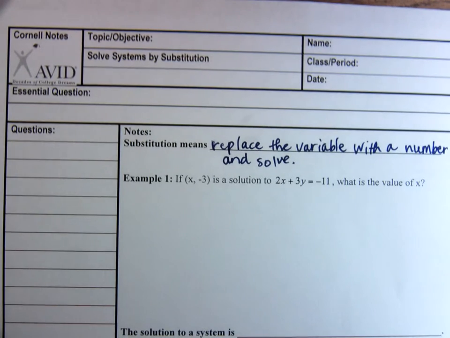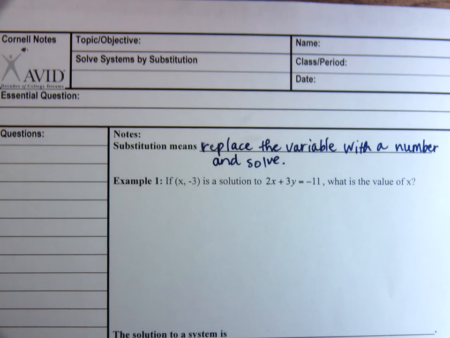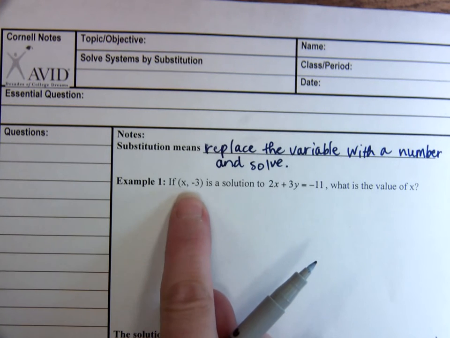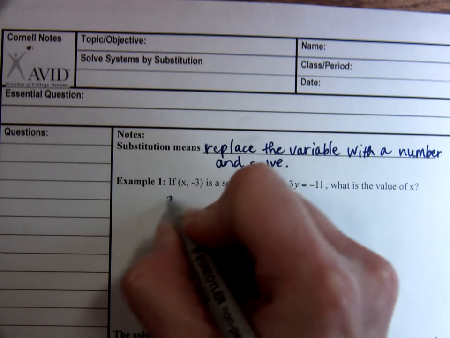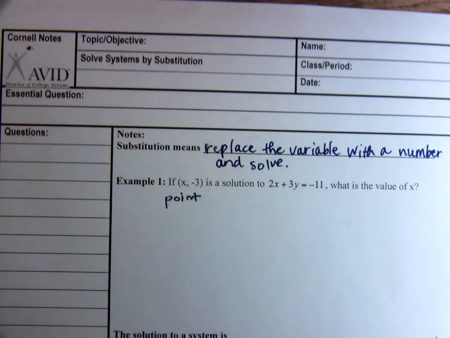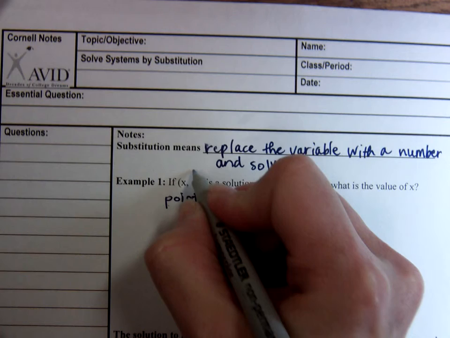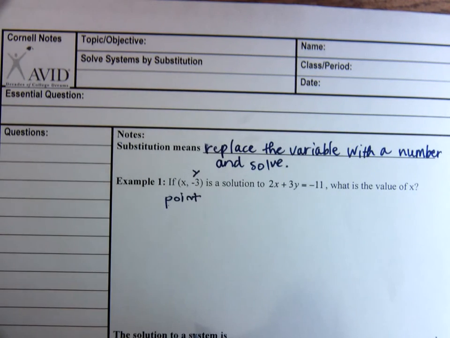If you look at example number 1, it says if (x, -3) is a solution to 2x + 3y = -11, what is the value of x? Well, let's think about this for a minute. What kind of item is this? It's a point, that's right. The x is visible, you can see the letter x, but the y has been replaced by a negative 3.